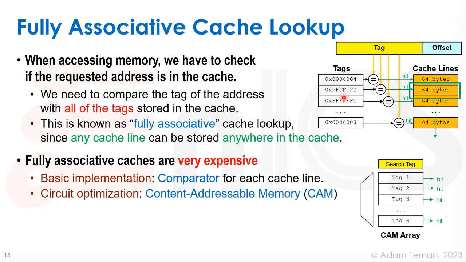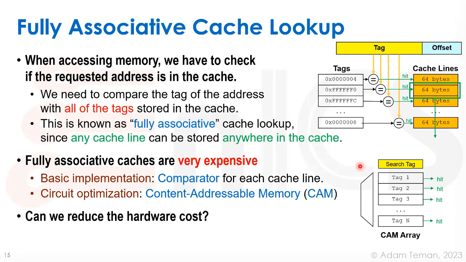There is a circuit optimization to do this. It's called a content addressable memory, and I'm not going to go into that in this course, but this is a circuit, a kind of SRAM type of thing, where we bring a search tag, which would be these 26 bits, and it will in parallel compare all of these. But this is also considered a very expensive piece of hardware, and they are not that commonly found, even though they are used in different places.